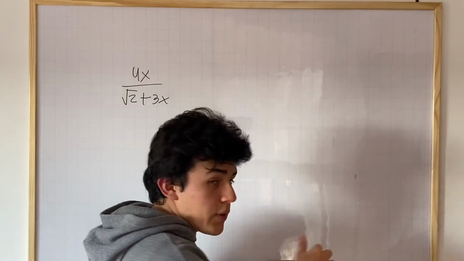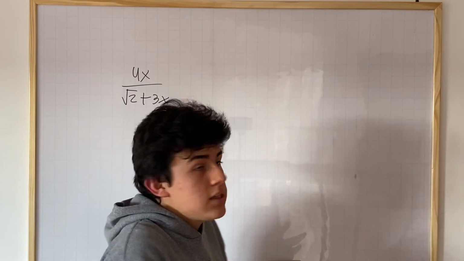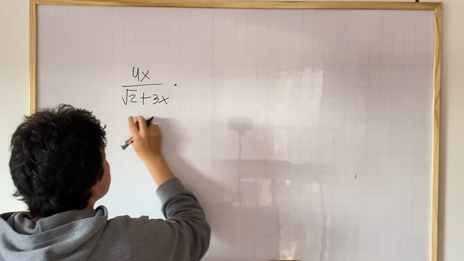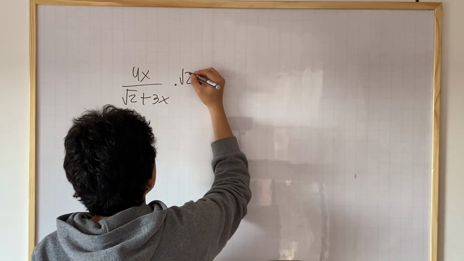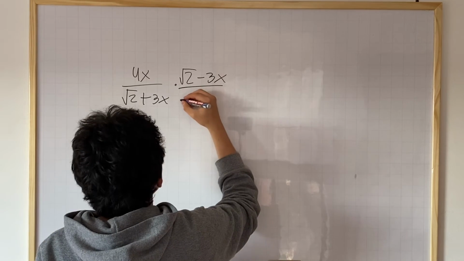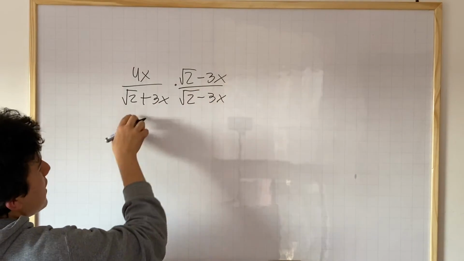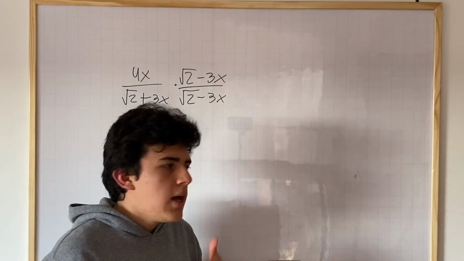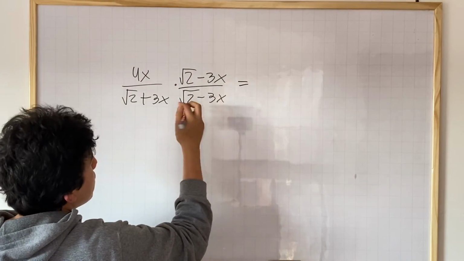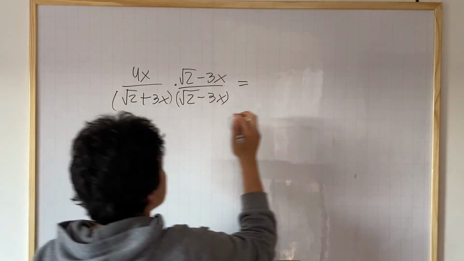So what do we do? Well, once again, from the previous explanation, we take the conjugate of this expression and we multiply it. It's the same idea. So what we would do is simply square root of 2 minus 3x, remember we switch the signs, over square root of 2 minus 3x. This is virtually the same thing as multiplying by 1, which means we're not doing anything to the expression.